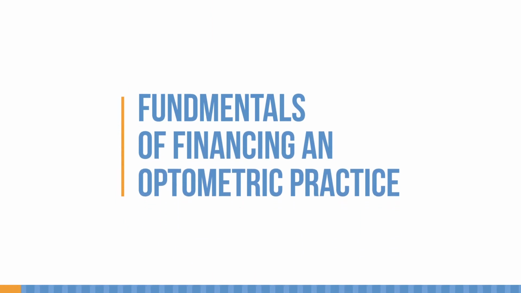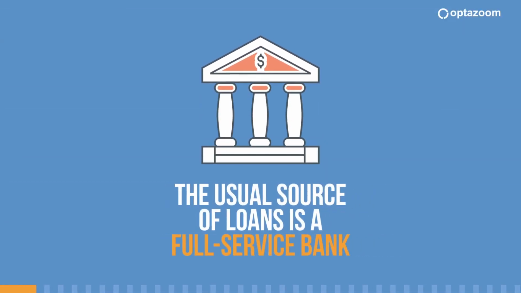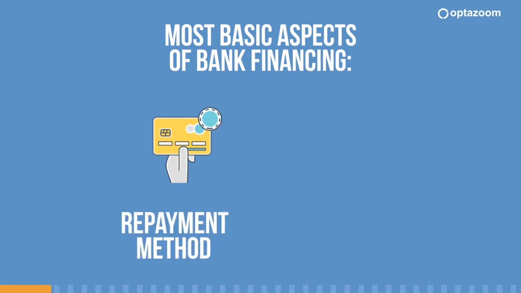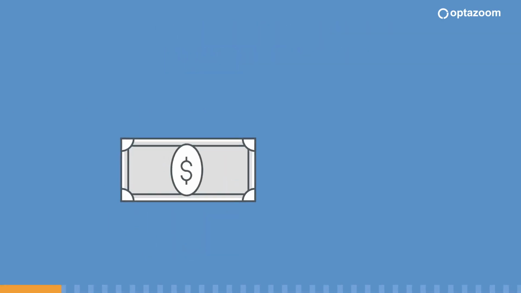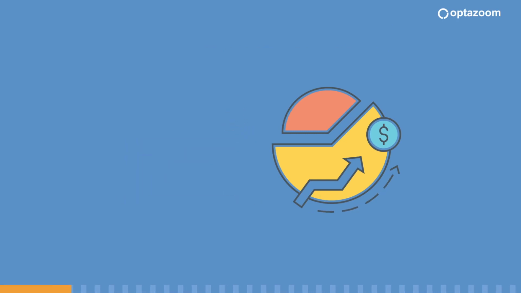Now today I want to talk about the fundamentals of financing an optometric practice. The usual source of loans for the initiation of a practice is a full-service bank, although there are many other alternatives. The most basic aspects of bank financing involve the method of repayment and the type of interest. Borrowing money involves not only the act of obtaining the loan, but also the repayment of principal and interest. Although there are a number of methods used for the repayment of loans and for the computation of interest, today's discussion is limited to the usual techniques used by banks today.